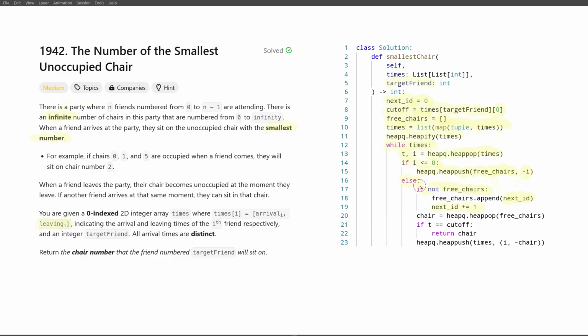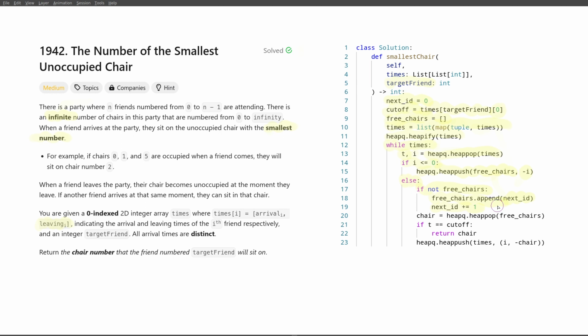Otherwise, we're processing a person coming in. Now, if there are no free chairs available, as I mentioned, we have to create a new chair. You'll notice here that I write free chairs append. What line should it be? Because this seems like a mistake, and maybe it is a mistake. Well, that line should of course be heapq.heappush free chairs next ID.